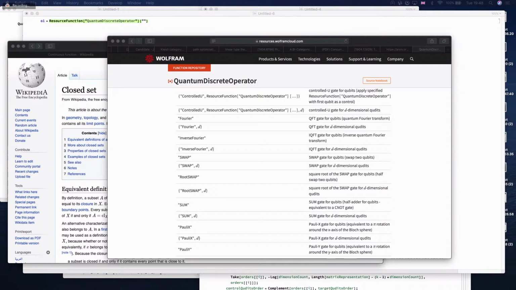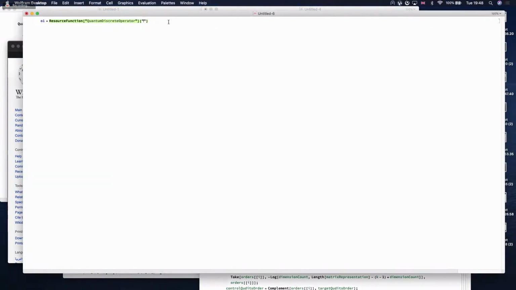Well, let's take a look at the ones that you just mentioned, and let's see how a C naught works to begin with. C naught obviously has 2 inputs, right? So we're going to declare a quantum discrete operator C naught with order 1, 2. Sorry, it's going to have to pull in the resource function because I just restarted my kernel. So there we go. That's the operator.